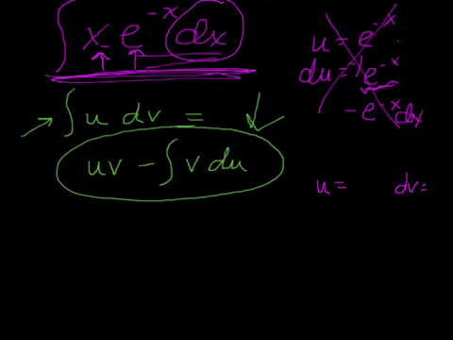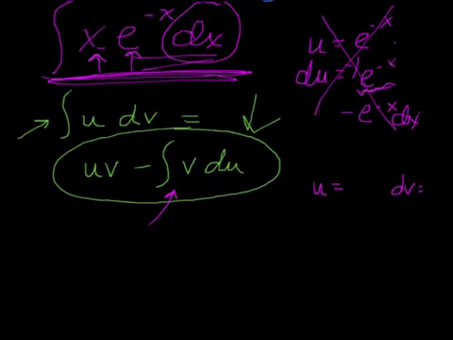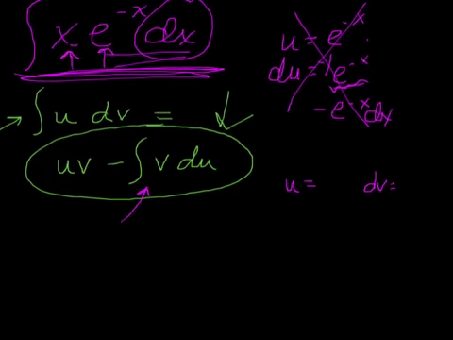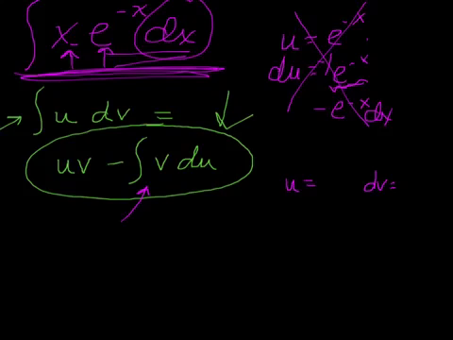Some of these problems, there's no real trick to figuring out which is which, and you may get it wrong, and you'll know you got it wrong when you start to solve the problem and you end up with a worse expression than you started with. But one trick is, generally speaking, if you have an e expression as one of the functions in your integral, that's usually what you're going to want to reserve for your dv. So I'm going to do that here.